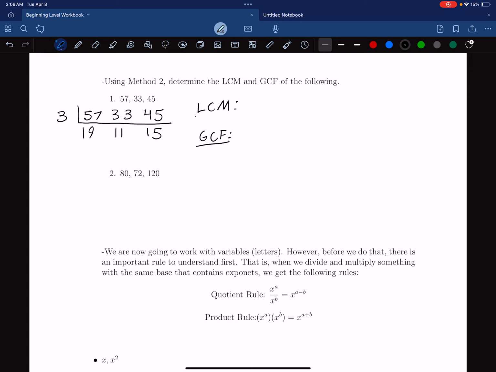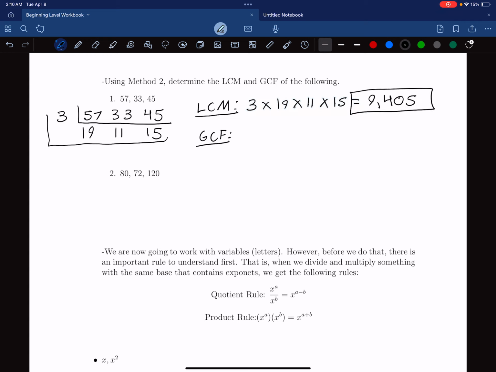Let's first start off by finding the least common multiple. To find the least common multiple using this method, we're going to take the numbers that we get out on the side, and multiply them by all the numbers on the bottom as well. So to find the least common multiple, we're going to take 3 times 19 times 11 times 15. If you multiply all those numbers together, you will get 9,405. So that's our least common multiple.